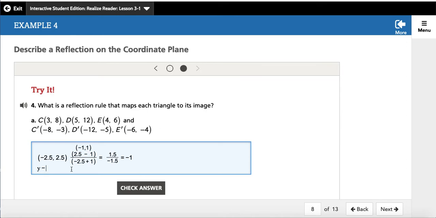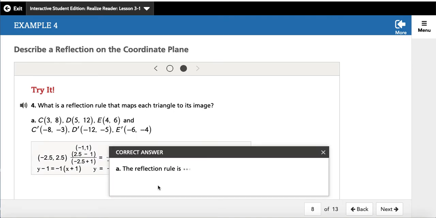Y minus the y value equals slope times x minus the x value, but the x value was negative 1, so it's really like x plus 1. And now I need to distribute the negative 1 and then add 1 to both sides. It ends up simplifying. Pardon me for not showing my work totally, but it ends up being y equals negative 1x, or y equals negative x. So that's going to be the reflection rule.